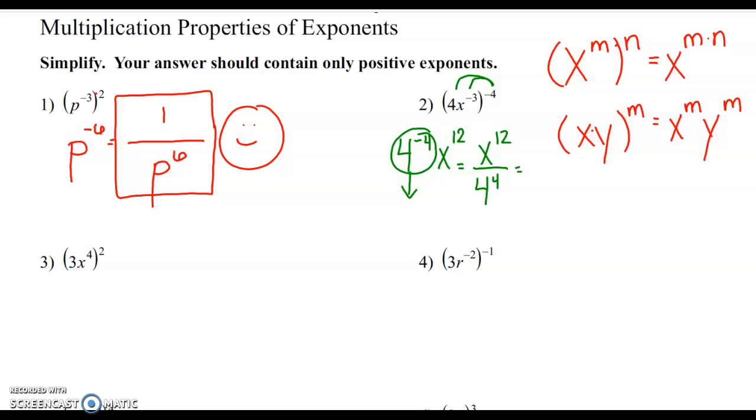Then we would use our calculator to figure out what 4 to the power of 4 is. So 4 to the power of 4 is 256. So I would have x to the 12 over 256.